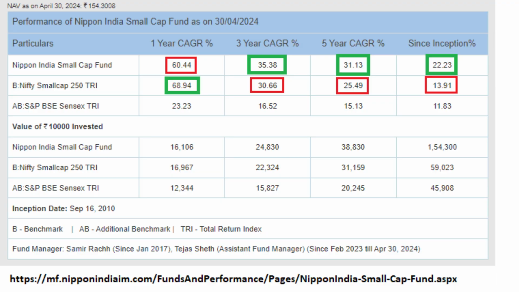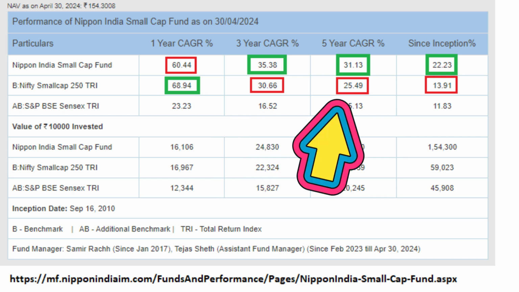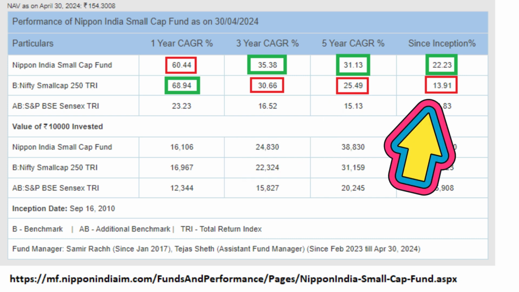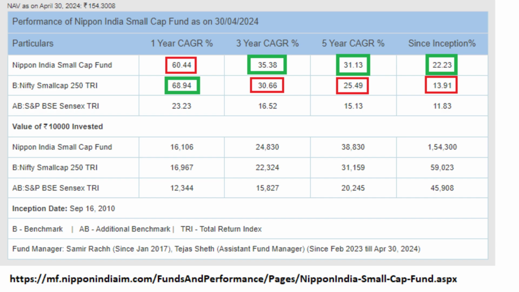Also, the data from the Nippon Mutual Fund website says this fund has beaten the benchmark by a handsome CAGR for 3-year, 5-year, and since inception. That gets a green card for this fund. But again, I am not recommending this to you.